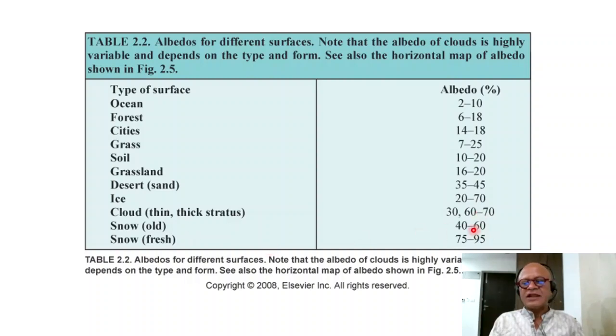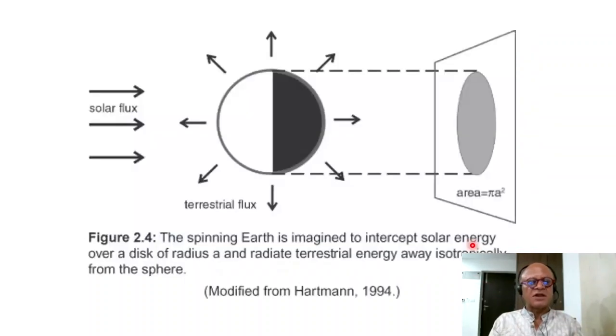Snow has a relatively high reflectivity, and fresh, that's old snow. Fresh snow has very high reflectivity because it's very white. It can reflect a lot of the visible radiation from the sun. So the calculation will go like this. Let's say we have Earth rotating around its axis. Let's not worry about the angle, the tilt to the orbital plane yet.